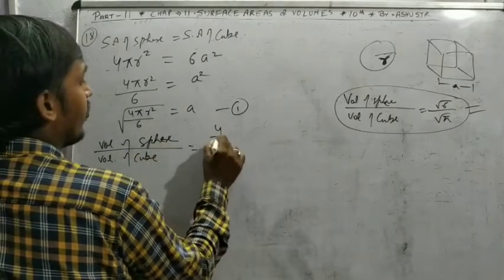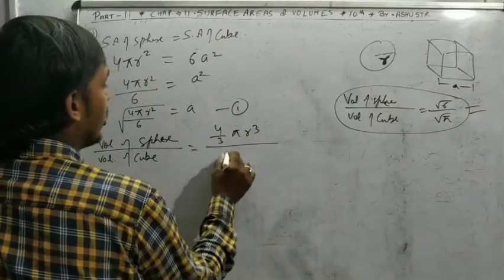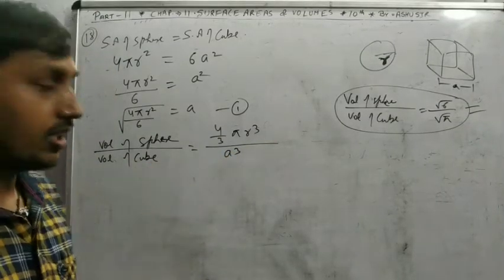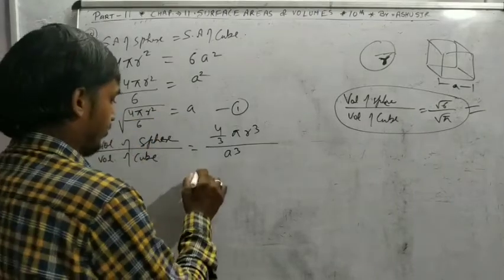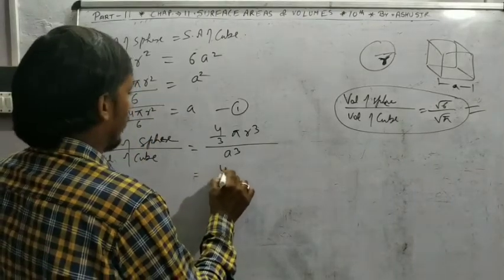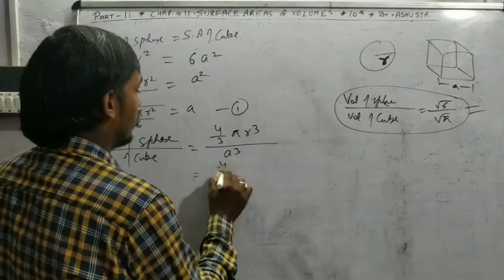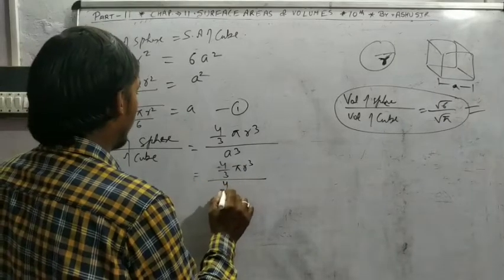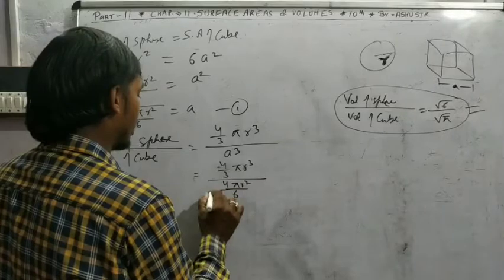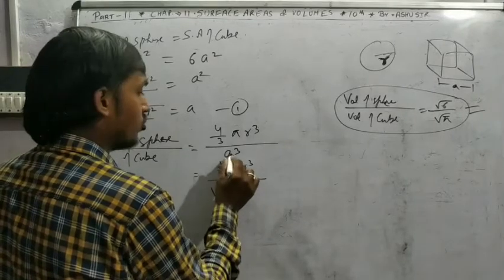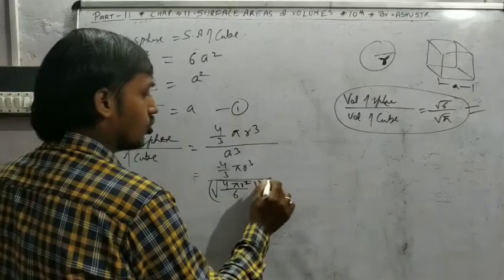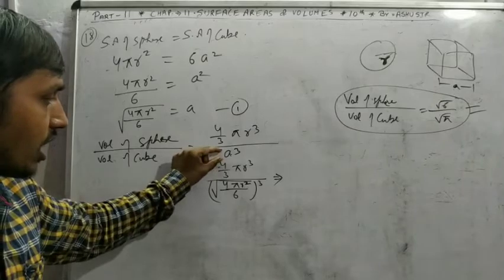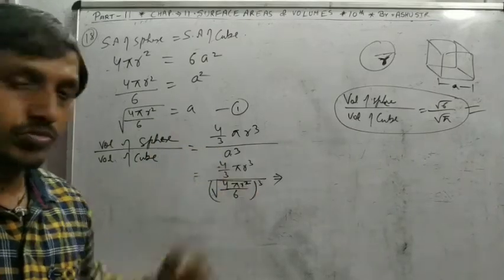So volume of sphere is 4 by 3 pi r cube. The cube volume is a cube, where we can put the formula, then replace a with this. So 4 by 3 pi r cube, same. Divided by 4 pi r square by 6 whole root, which is the value of a, and this whole cube. Numerator same, denominator a cube, so a value cube.